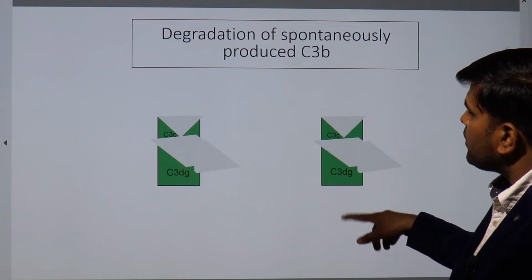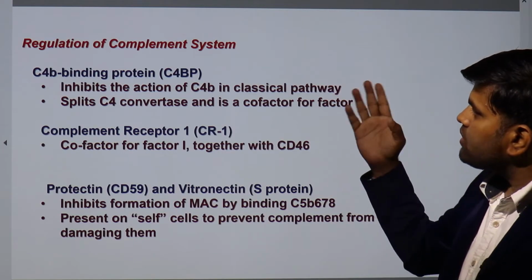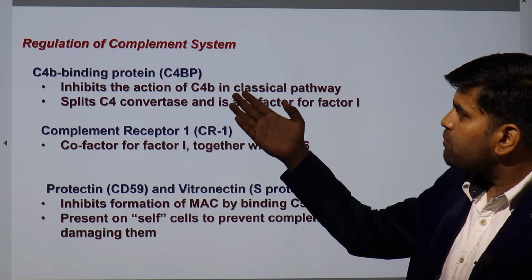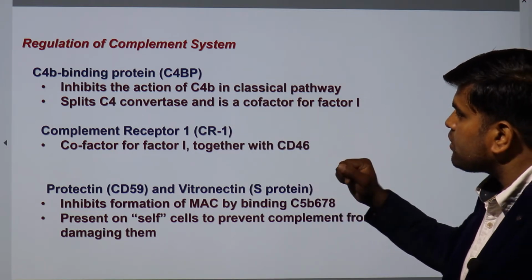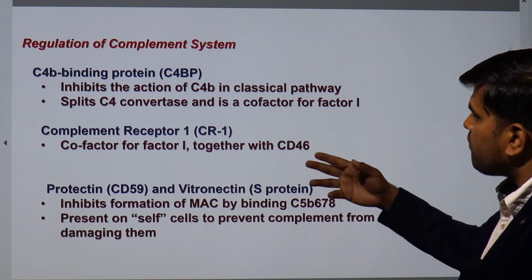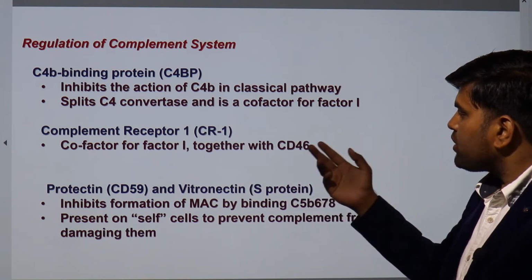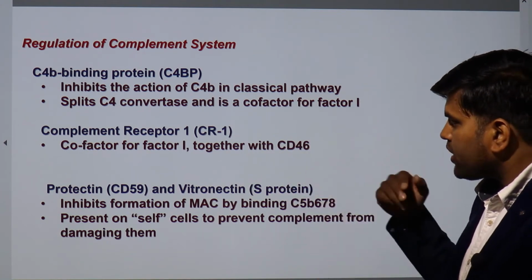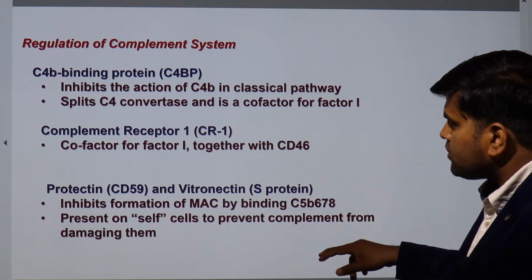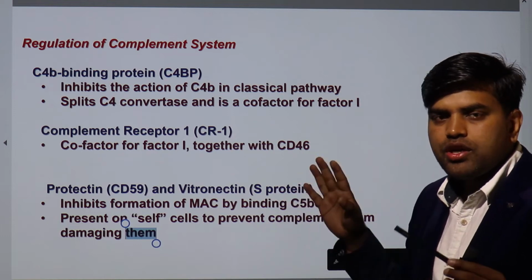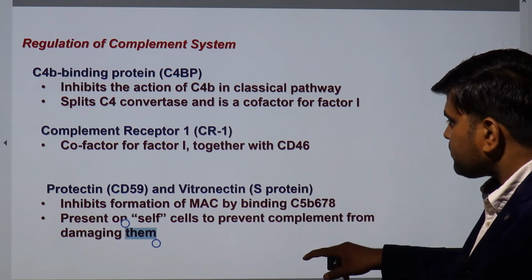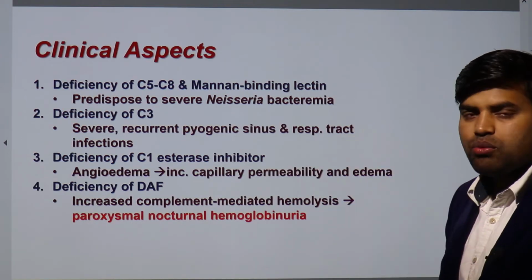Now let's move to the regulation of the complement system. C4 binding protein inhibits the action of C4b in the classical pathway, splitting C4 convertase. Complement receptor 1 is a cofactor for factor I, together with CD46, protectin, and vitronectin. These all have the function of normally regulating your complement pathway. If they are absent, then obviously we'll develop disease.